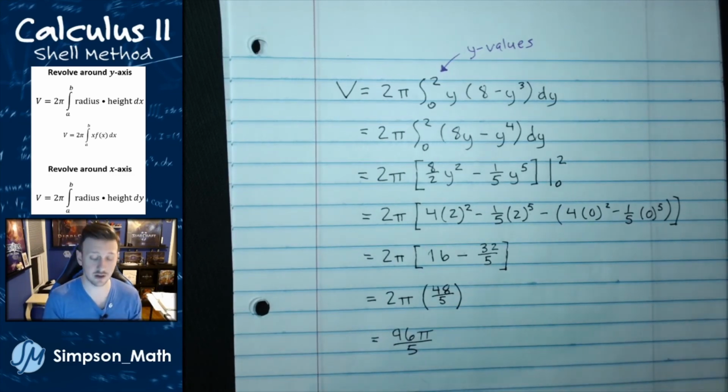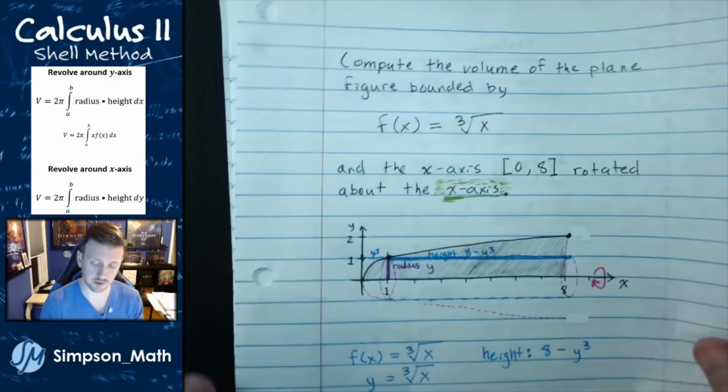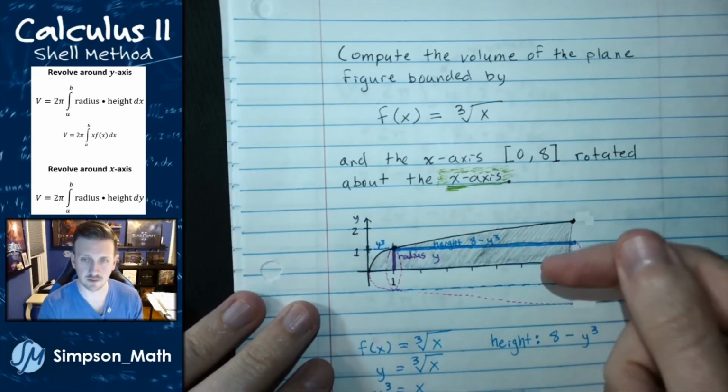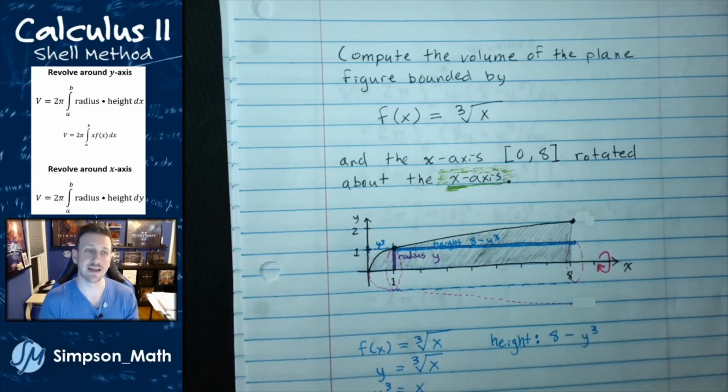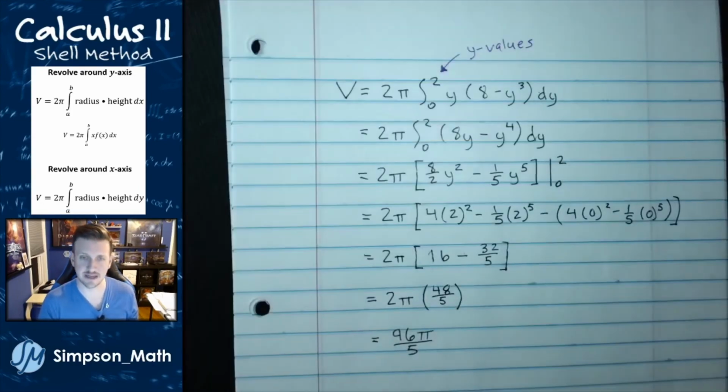So that's the volume of this figure right here, this plane figure rotated around the x-axis. It has a volume of 96 pi fifths. Leave it in terms of pi so we can keep it nice and accurate.